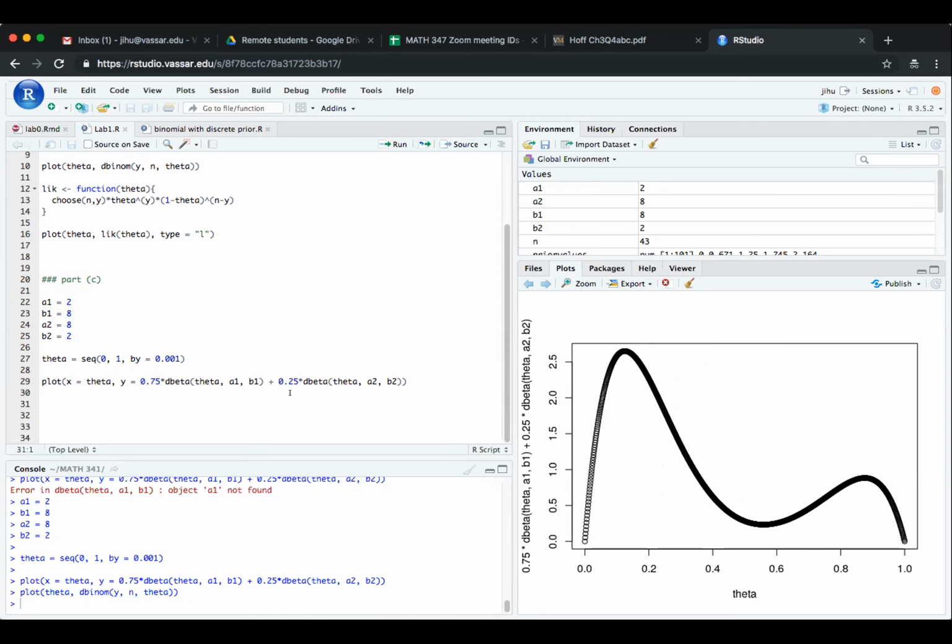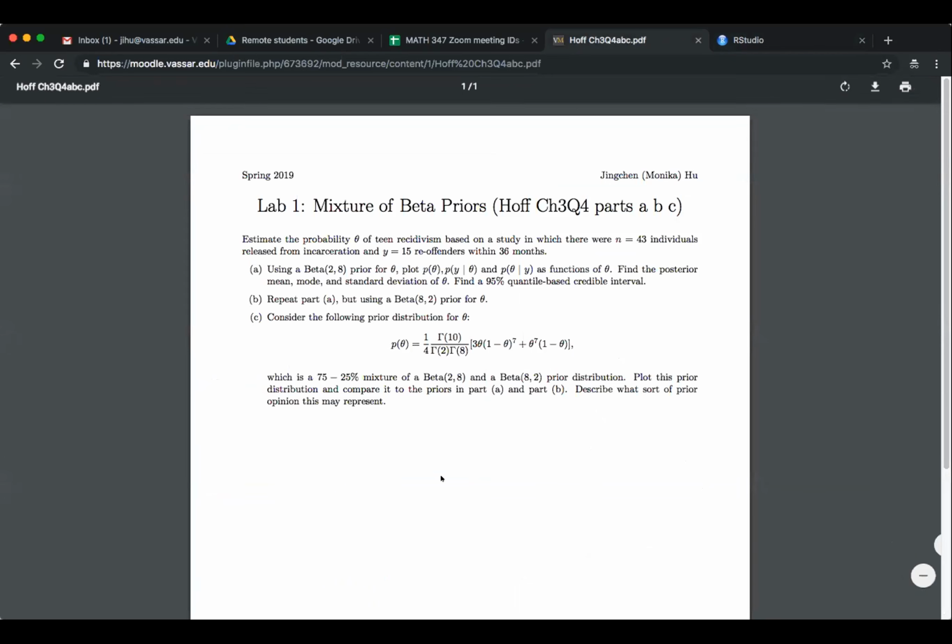And that's actually the remaining parts of this question in the textbook. But for the lab, I just want you to focus on the prior part. Okay, if you're curious, you can go to the textbook to that question, which is chapter 3, question 4, to see the remaining parts. I think it's parts D and E that talk about the posterior inference if you're using a mixture prior like this.